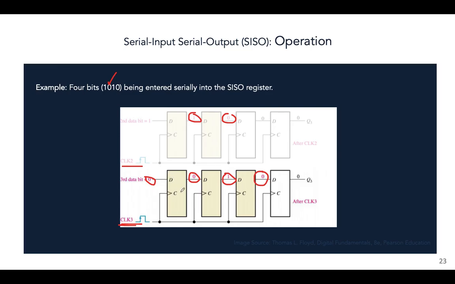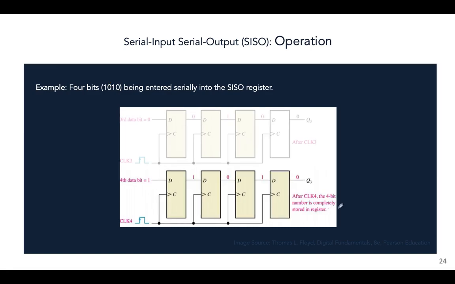And you can see how the bits are shifted from left to the right. That is why it's a shift register, and that is why it's a serial input shift register, because the data is going in serially. This is after the application of clock pulse 3, and after the application of clock pulse 4, you can see what would happen. The fourth bit will go in. The fourth bit is now going in 1.